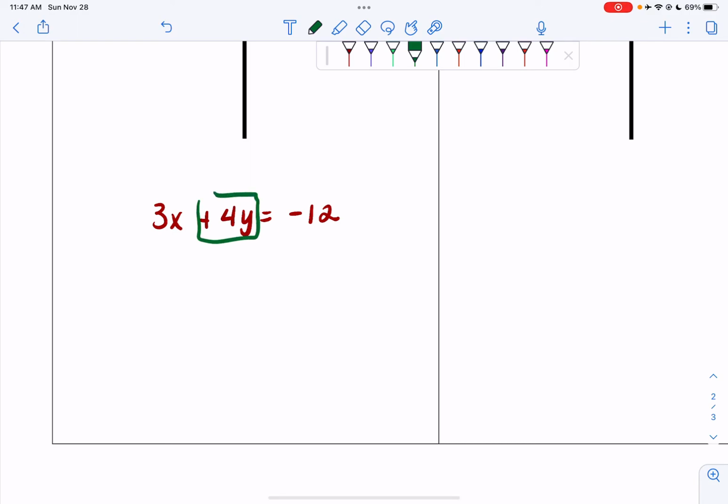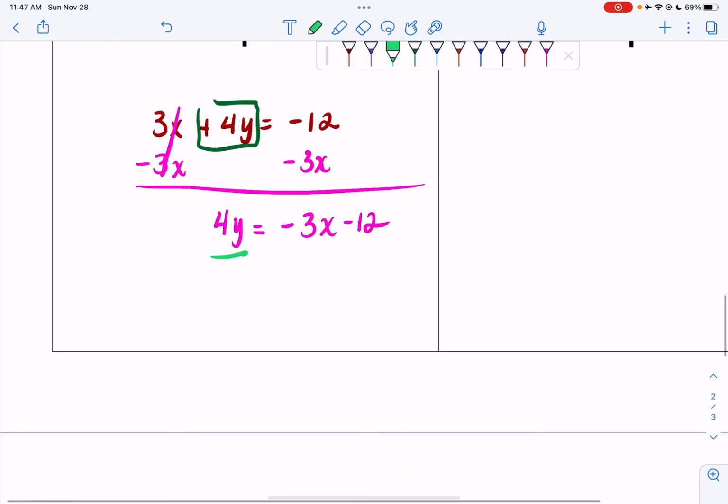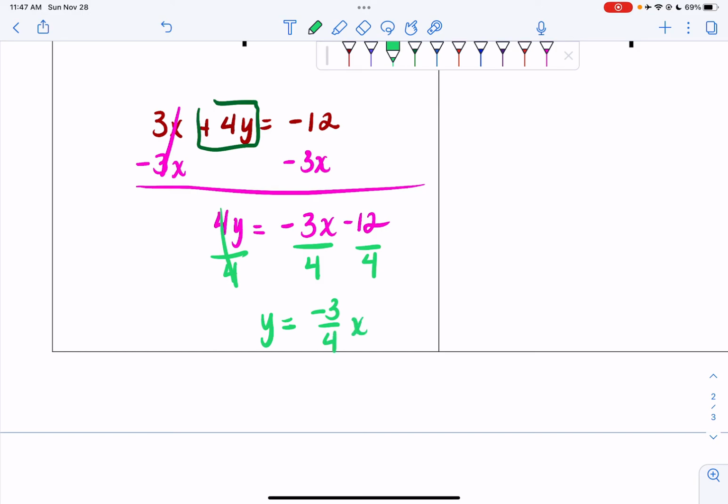If I look, I have a 4 attached to my y, so I can't touch that. But I have a 3x over here that's positive. What I'm going to do is subtract 3x from both sides of my equation. So I have 4y equals negative 3x minus 12. Now I'm going to get rid of the 4 attached to my y by dividing by every single term. So I have y equals, we're going to keep fractions as fractions, so I'm going to leave that as a negative 3 over 4 x. And now I go to my calculator, I do negative 12 divided by 4. Negative 12 divided by 4 is not a positive 3, it's a negative 3.